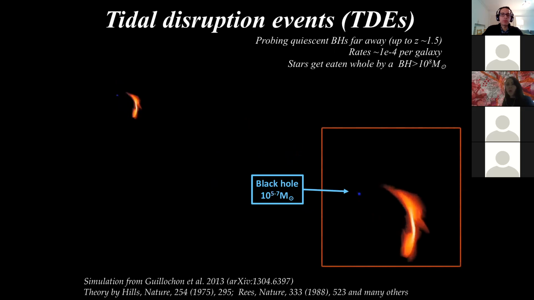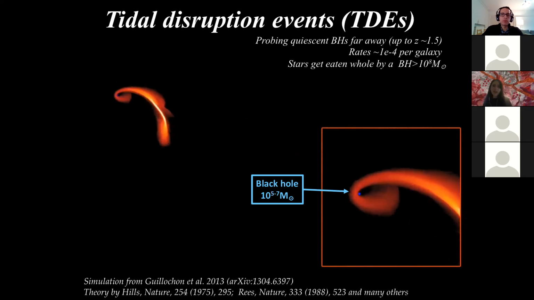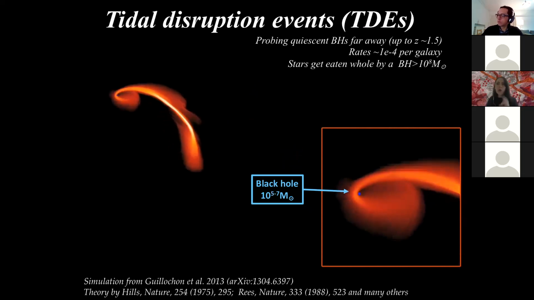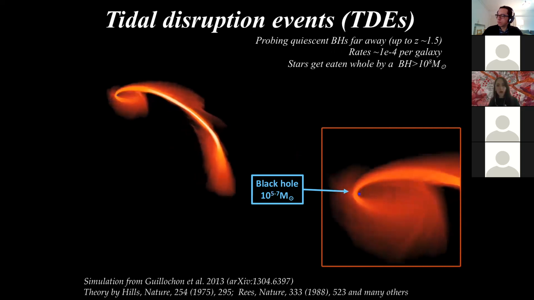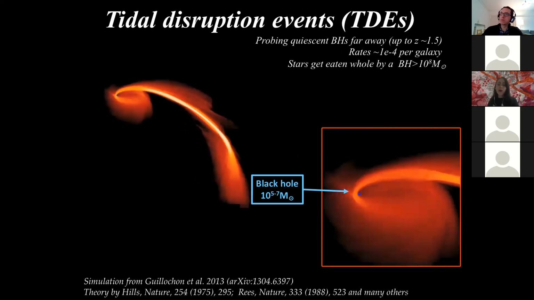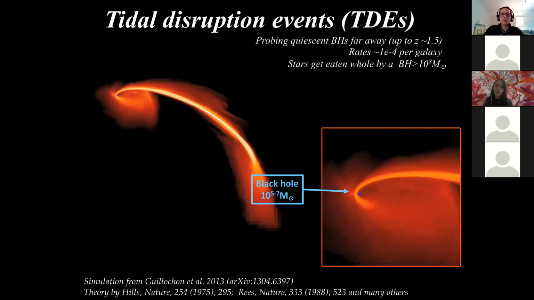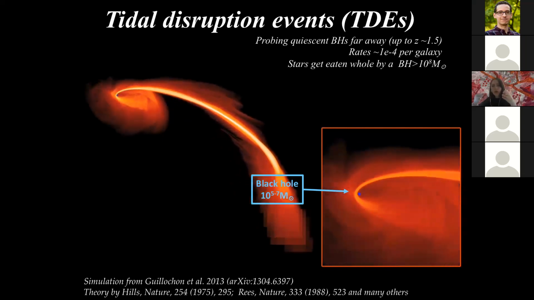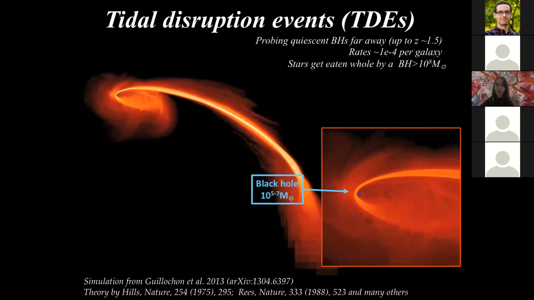However, a more direct way in which one can probe the properties or the existence of a black hole at the center of a quiescent host is by using tidal disruption events. So a tidal disruption event occurs when a star that is orbiting around a massive black hole approaches the black hole at a radius less than or equal to the tidal disruption radius of the black hole itself. At this point, the star is subjected to very strong tidal forces of the black hole, which can exceed the binding energy of the star and rip it apart.